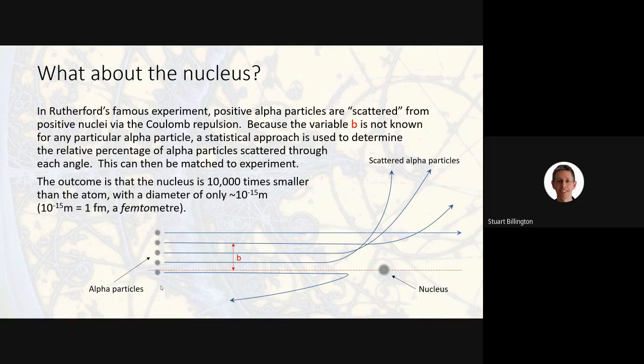Now, we have no idea what B is for any particular alpha particle, but it does make a difference. When you run the calculations and you apply the repulsive force from the nucleus, which we haven't studied yet but we will, you have to do some two-dimensional integration in polar coordinates, which is a little bit beyond A level, which is why we're not going to do the calculations. But you can relate B to the angle of scatter.